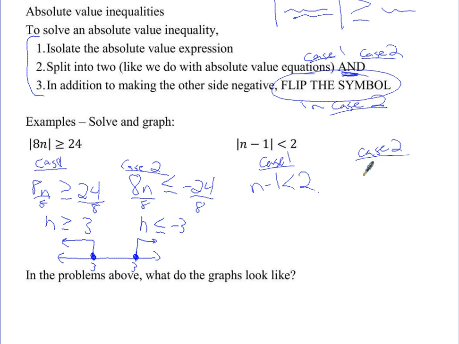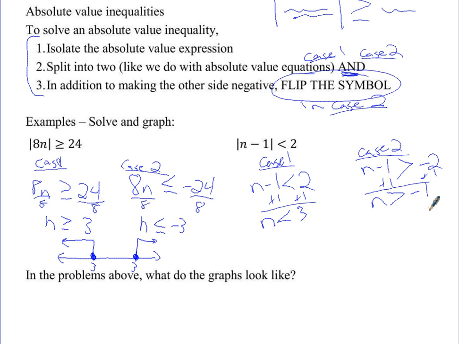What's case 2? The n minus 1 is... What's inside stays the same. The inequality symbol flips and the sign of the answer changes. For case 1, what do we need to do? Add 1 to both sides, and we get n is less than 3. Over here, plus 1, and we get n is greater than negative 1.